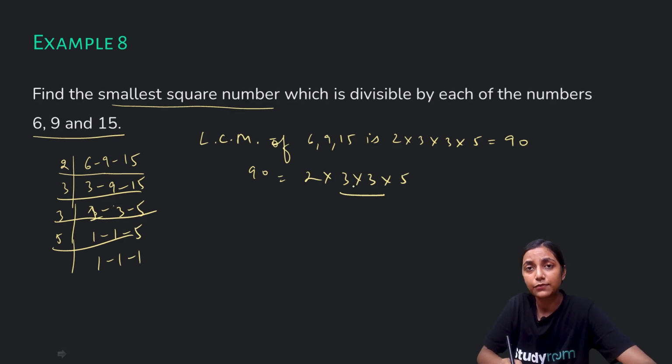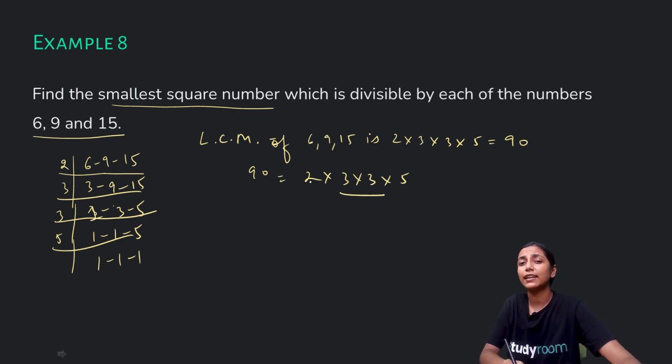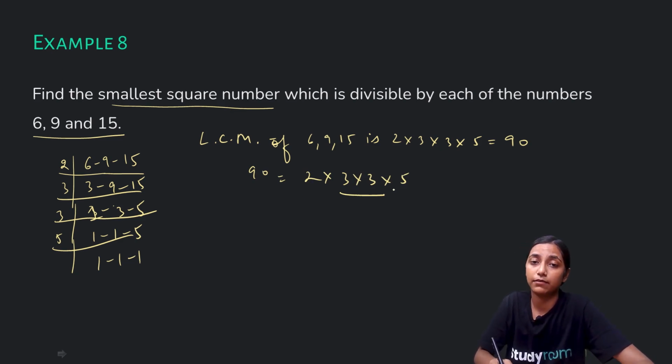Pairing them up, yes, we get a pair for 3, but these 2 and 5 are not in pairs. We have found the smallest number that is divisible by these 3 numbers, but this is not a square number. 90 is not a square number. We have to find the smallest square number which is divisible by all these 3.